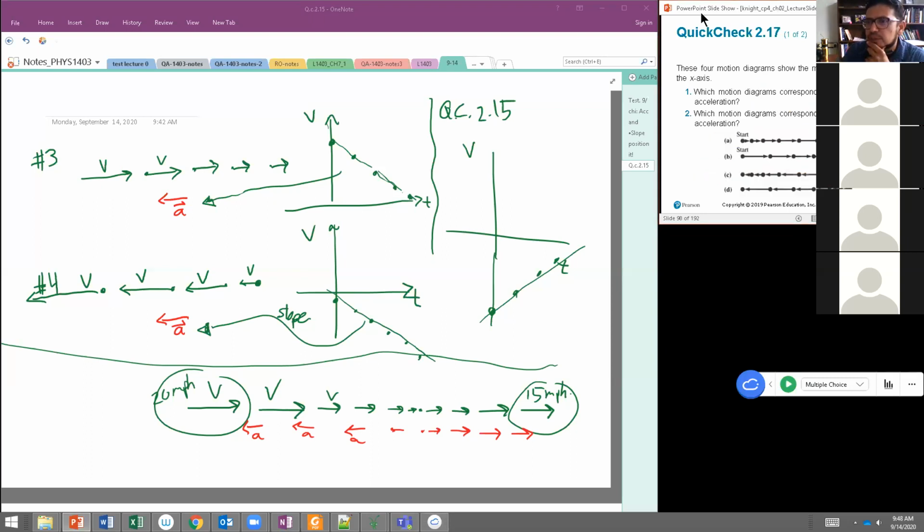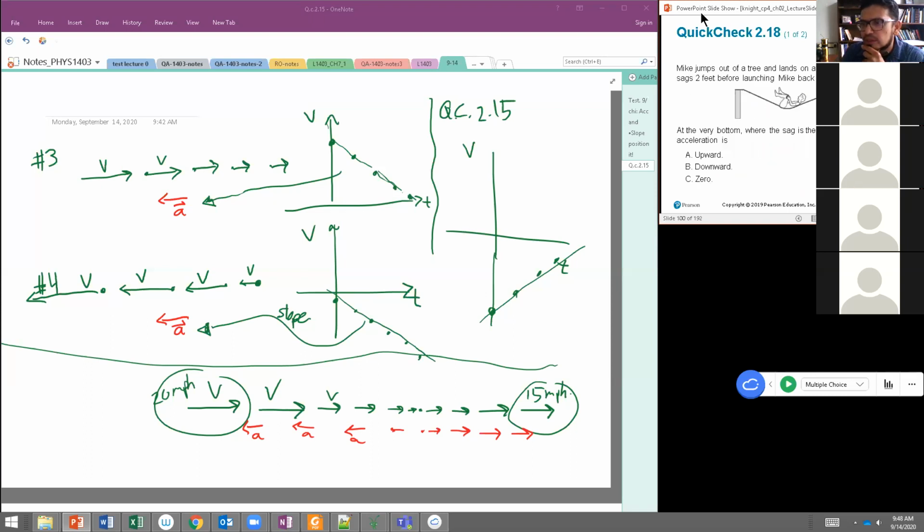All right, so I'm going to go ahead and skip this one. Let's do this one now. In this quick check, it says, Mike jumps out of a tree and lands on the trampoline. The trampoline sags 2 feet before launching Mike back into the air. At the very bottom, where the sag is the greatest, Mike's acceleration is blank. Is it upward, downward, or zero?